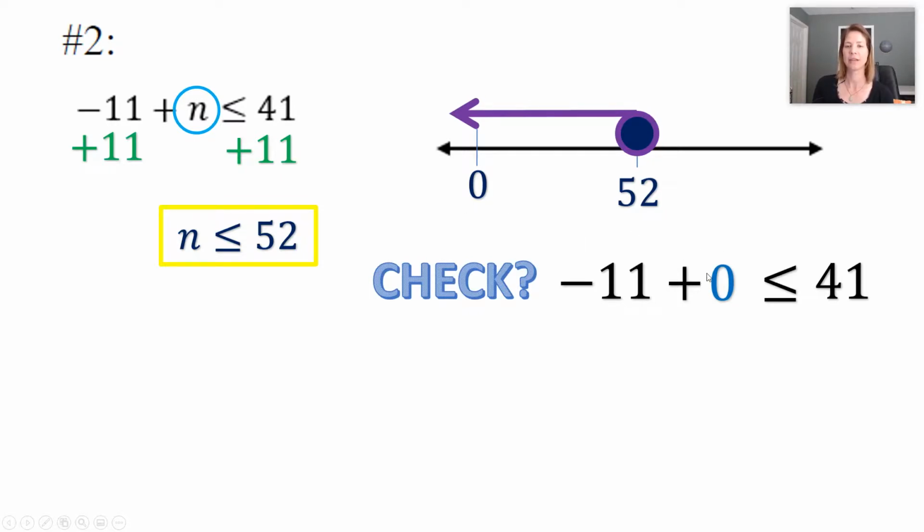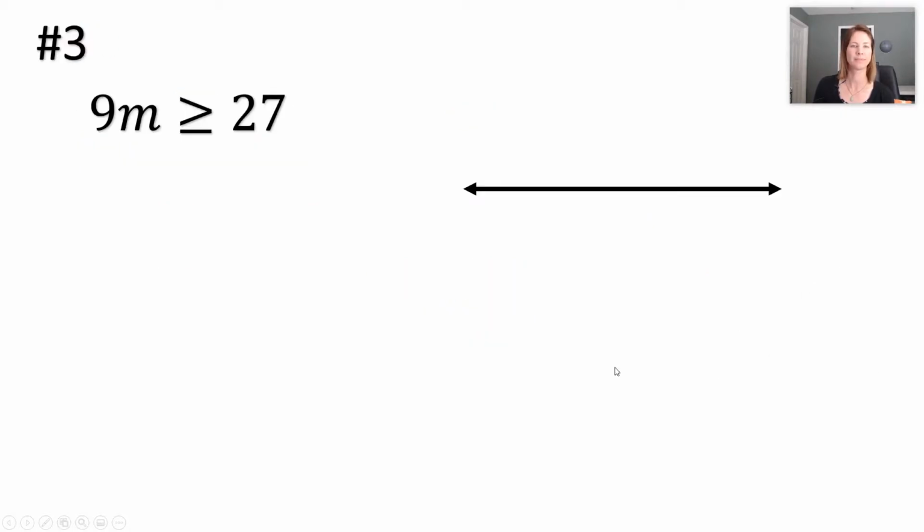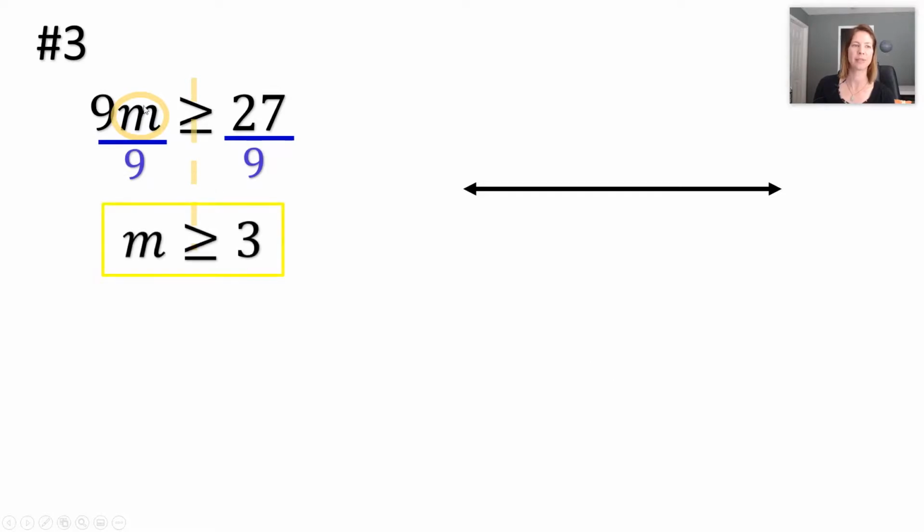So once again, plugging in 0, negative 11 is less than 41. We don't really care about the equal to. The equal to checks the endpoint. I'm checking that the graph is pointing the right way, and negative 11 is less than 41, so we are good. Next one. You're going to want to divide by 9 on both sides on this one to undo multiplication.